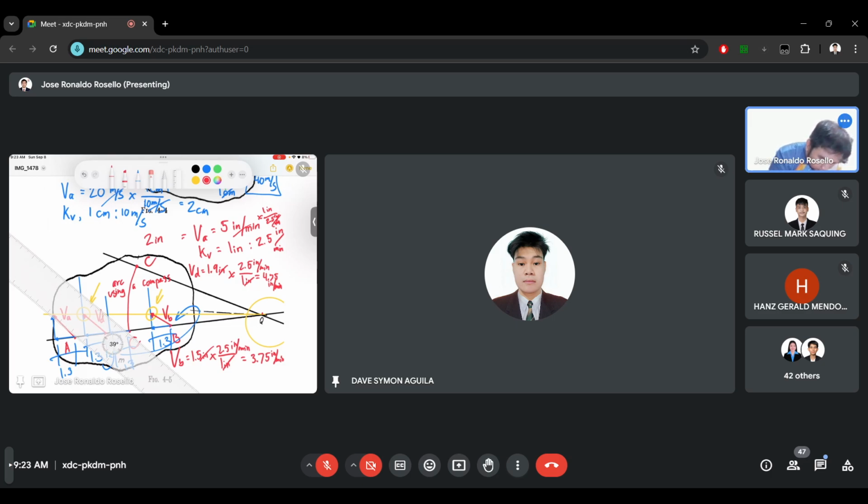Measures of central tendency lang po muna. As mentioned, you pick 25 data only. It's up to you which 25 data will be. And you pick the first.